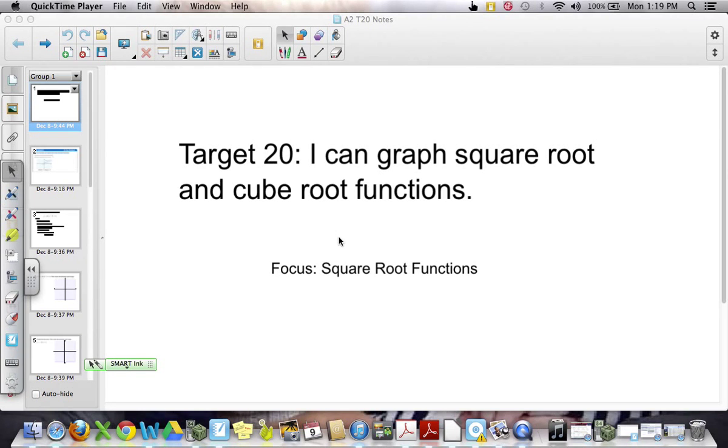Okay, here we are with target 20 for Algebra 2. This continues in Unit 3 on radical functions. So today we are going to take a look at graphing square root and cube root functions. In this first part of target 20, we're going to focus on square root functions.